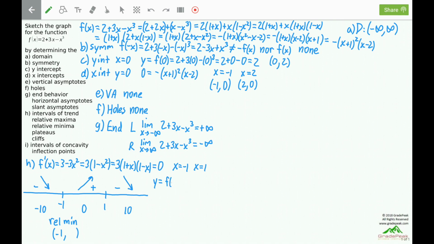So y equals f of negative 1, which is 2 plus 3 times negative 1 minus negative 1 cubed, which is 2. 3 times a negative 1 is a negative 3. And negative cubed is negative times the negative will be positive. 1 cubed is 1. 2 minus 3 is negative 1 plus 1 is 0. We have a corresponding y-coordinate of 0.